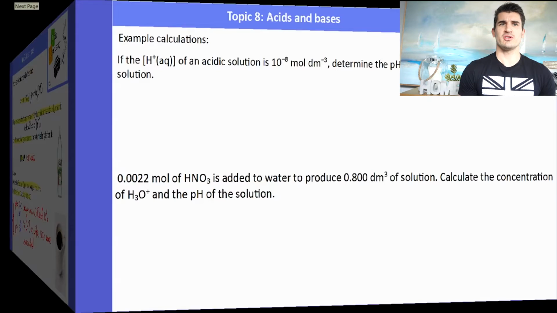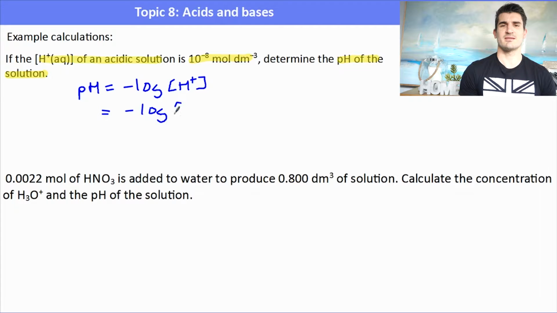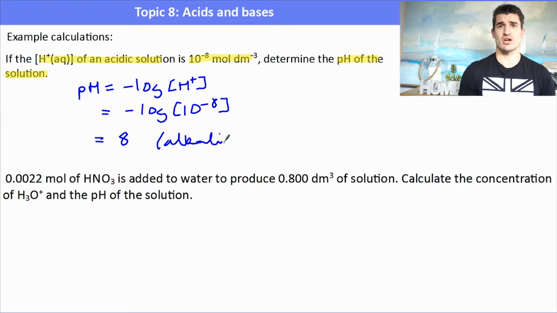So some example calculations. If the H plus of an acidic solution is 10 to the minus 8, determine the pH of the solution. Okay, very simple use of the formula. pH equals the negative log to the base 10 of H plus or H3O plus. So we just sub in our hydrogen ion concentration, which was 10 to the minus 8 molar, and that gives us a pH of 8. There are no units for pH. If we were asked to identify this solution, we would describe it as being alkaline.